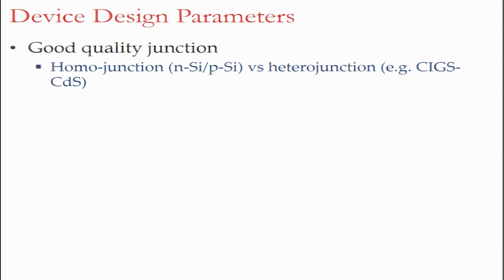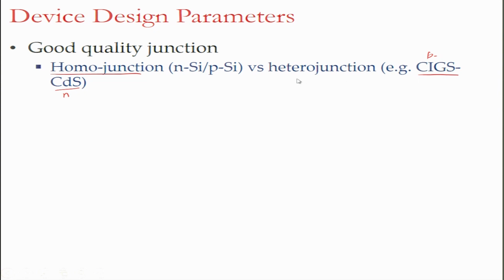Device design parameters: generally you should have a good quality junction. In case of silicon, it is N silicon and P silicon, so it is called a homojunction. In case of CIGS and CdS, for example, CIGS is the P type material and CdS is the N type material. The junction is of two different materials, that is why it is called a heterojunction. Homojunction is the junction between similar materials, heterojunction is the junction between two different materials. So, in case of silicon we have a homojunction, whereas in many other solar cell devices we have a heterojunction.